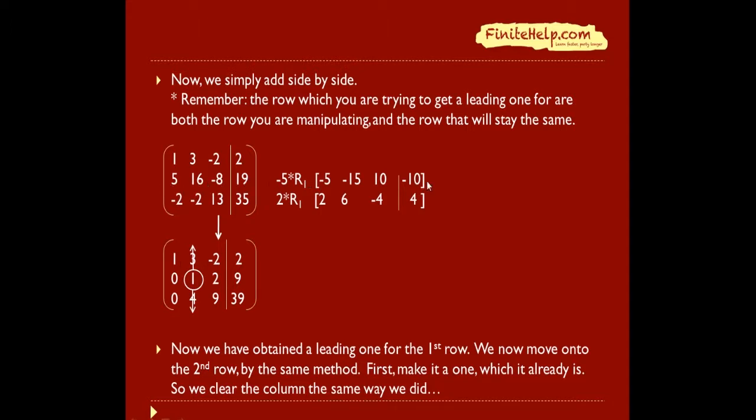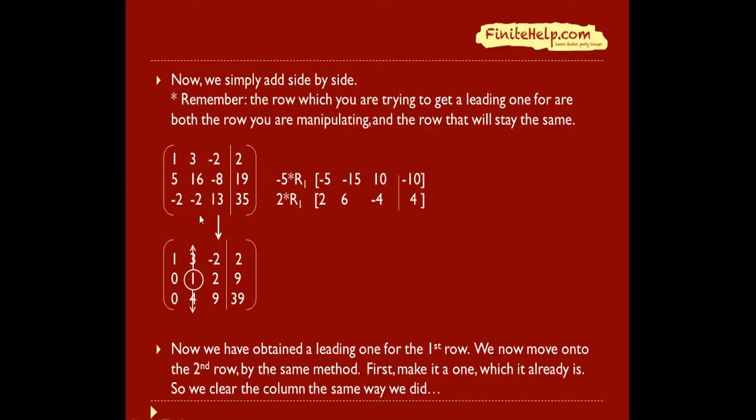And then row 2 is going to be replaced by the sum of the old row 2 and the negative 5 times row 1. So here we simply add side by side. 5 plus negative 5 is 0. 16 plus negative 15 is 1. Negative 8 plus 10 is 2. And 19 plus negative 10 is 9. So here we have a new row 2 with a 0 here, which accomplishes exactly what we were trying to satisfy, which is getting a leading 1 by clearing the column, making these zeros.